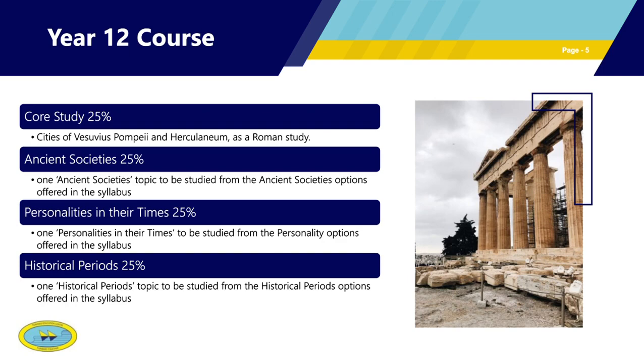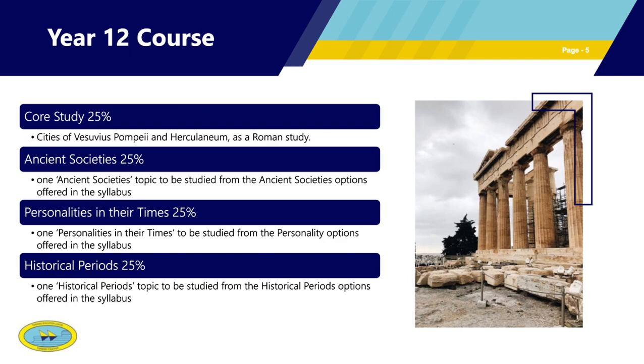You'll also do some work on an ancient society, which is Spartan society, to the Battle of Leuctra. Sparta was an ancient city-state in Greece and is known for its warlike nature. We'll also look at a personality. The personality we look at is Hatshepsut. Hatshepsut was a female pharaoh, and she actually ruled for 22 years. So a very significant individual in ancient history.